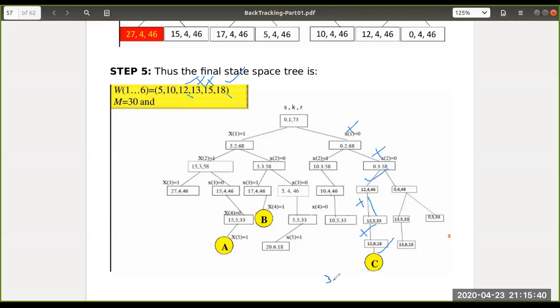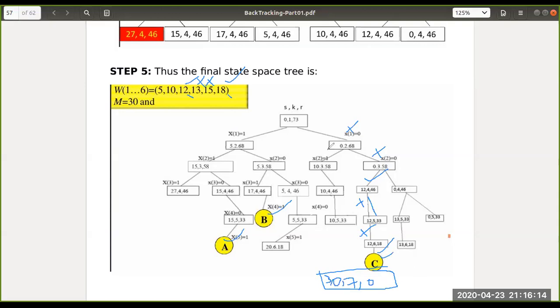30 here, 30, and comma, here the sound iteration. C will be 30, S will be 30, K will be the sound iteration, R will be 18 minus 18, 0. So as a node, this is the answer as a node. This is the last level actually. We are taking the sixth item also, so that's why it is the last level. So this is about the solution to get A and B and C.